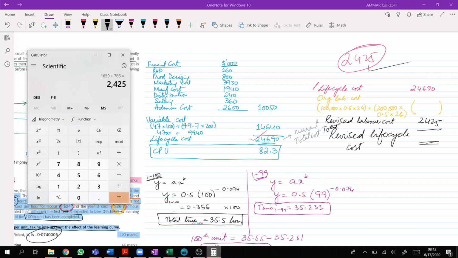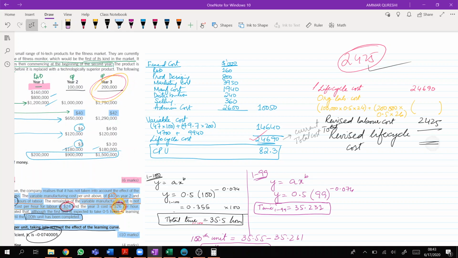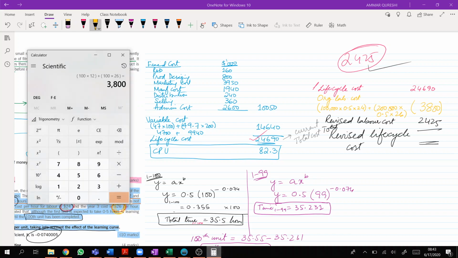Let me try to calculate this. 100,000 multiplied by 0.5 into 24 is 1,200 plus 200,000 into 0.5 is 100,000 times 26, giving 2,600. So we have to deduct 3,800 from this figure, and we have to add 2,425.